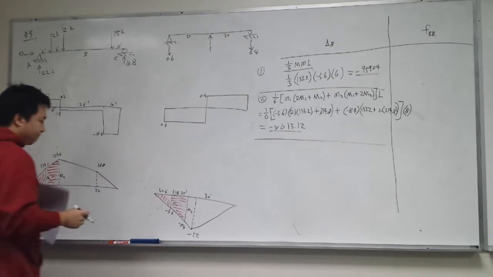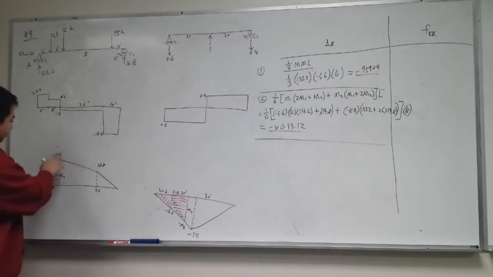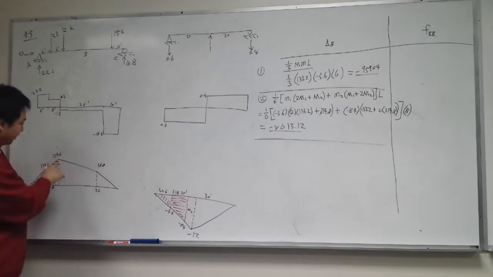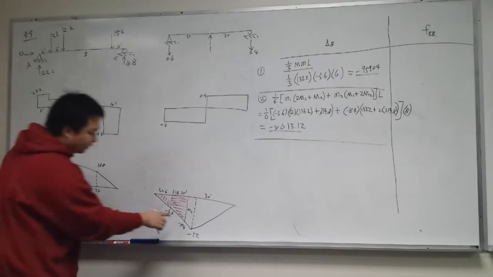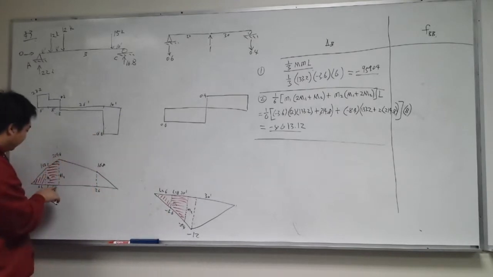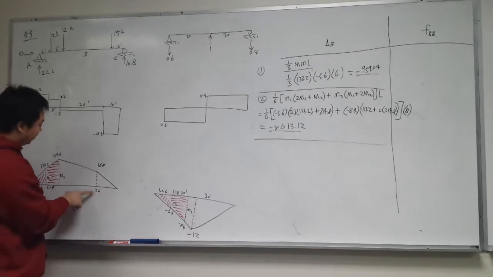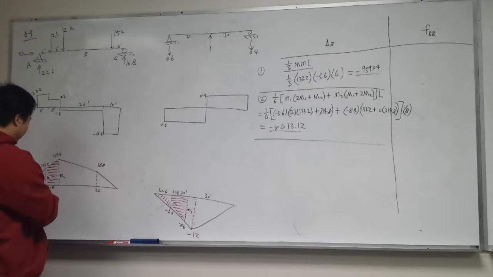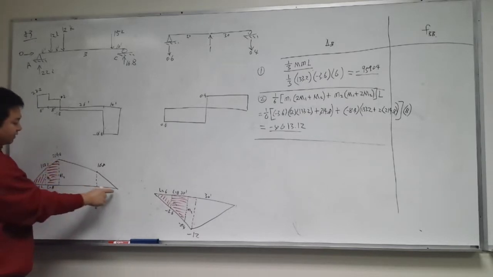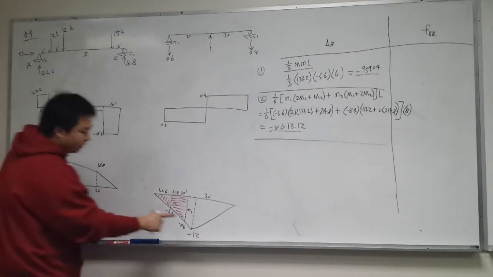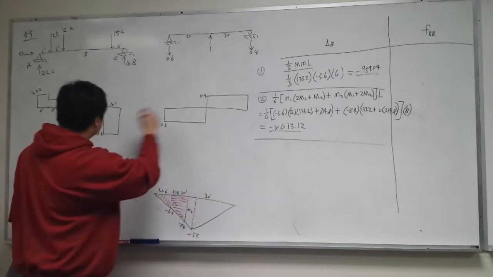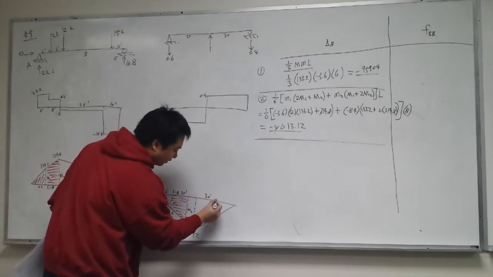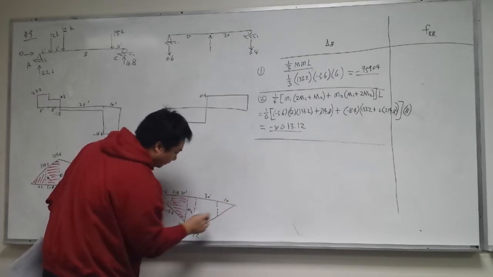For number 3, it is this big trapezoid. But this, it should start from 14, 26, and 10. So for this one, it should start from here to here. So let's draw the 10. 10 should be right here. This 10.